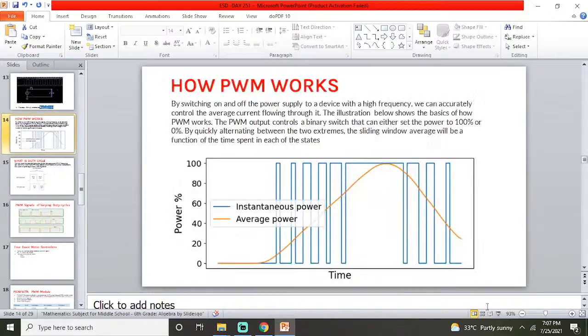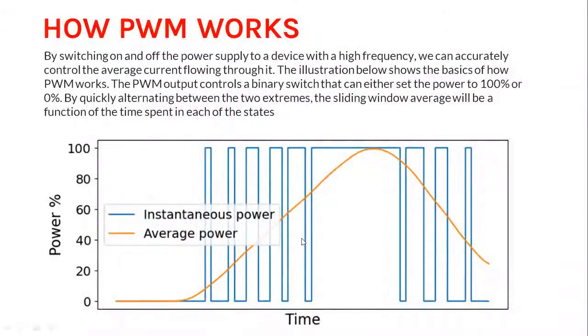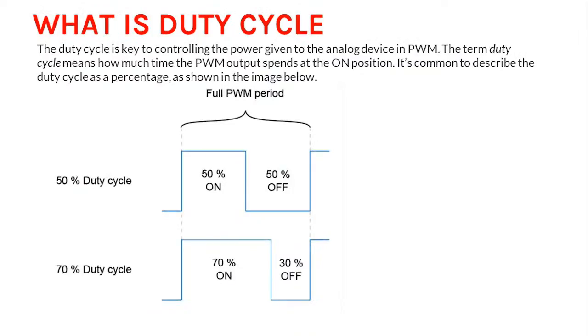That is how PWM works, which was explained in the previous video: by switching the power supply of the device on and off at a higher frequency, we can control the average current flowing through it. So this is how we control the devices. Coming to the duty cycle again, a 50% duty cycle means 50% on time and 50% off time. This is called a PWM period, which includes 50% on and 50% off. If it is a 70% duty cycle, you have 70% on and 30% off.